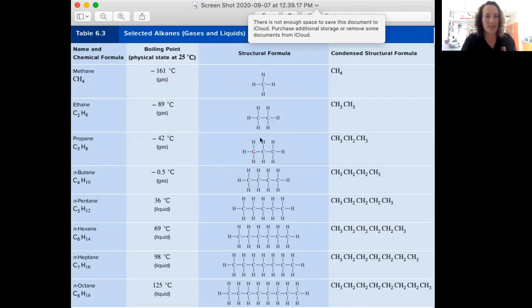We can see that methane, ethane, propane, and butane are all gases at room temperature. But when we hit pentane, at 36 degrees Celsius, that's about body temperature, 37 degrees Celsius, so hotter than room temperature for sure. So pentane, hexane, heptane, octane, nonane, decane, and so on are going to be liquids at room temperature. Room temperature is about 25 degrees Celsius.